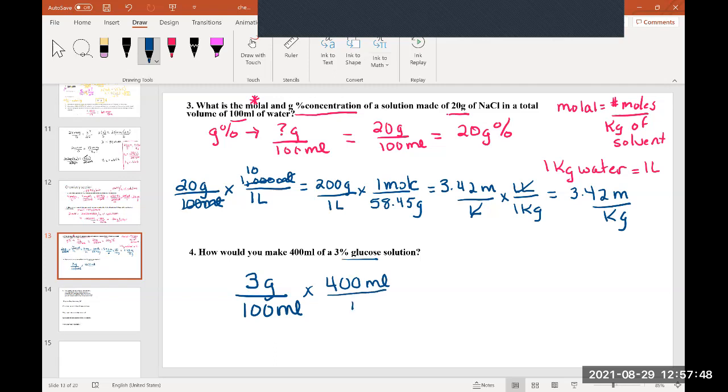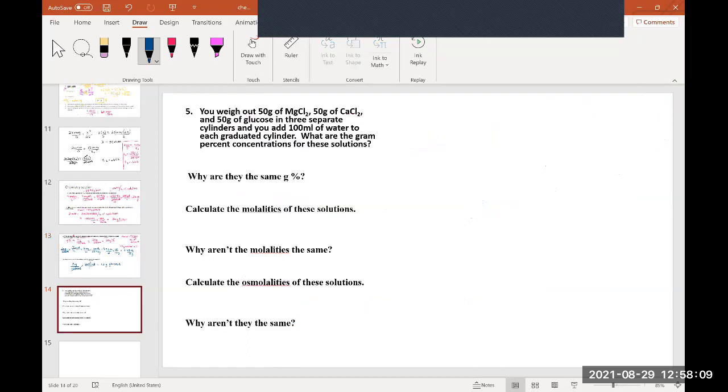We want 400 milliliters. So that means if I want to make 4 batches of this 3 grams percent solution, I'm going to need 12 grams total of glucose. That was pretty easy. Now, what about this big problem?